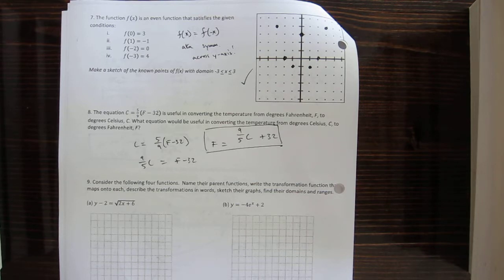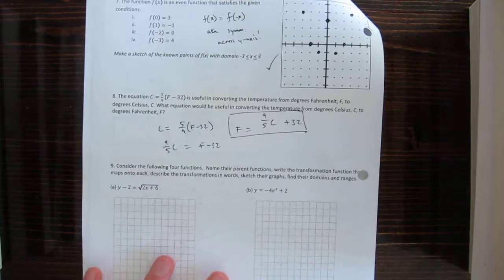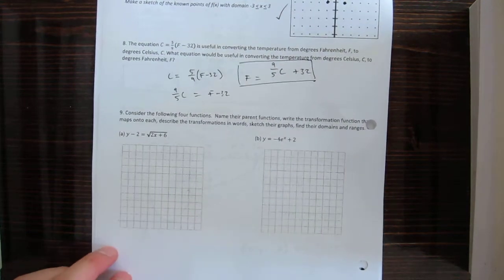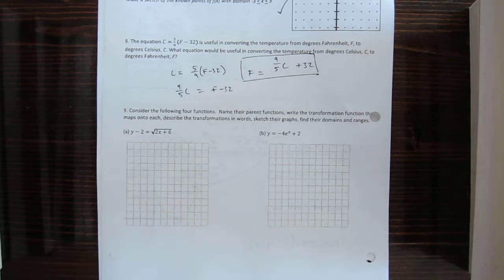Finally, number 9. Oh, actually, maybe there's one more after this. No, I don't think so. This is the real meat and potatoes of the section. It says, consider the following four functions: name their parent functions, write the transformation function that maps onto each, describe the transformations in words, sketch their graphs, find their domains and ranges.